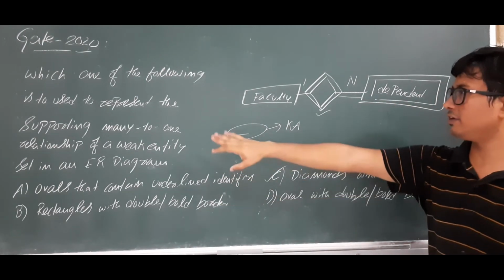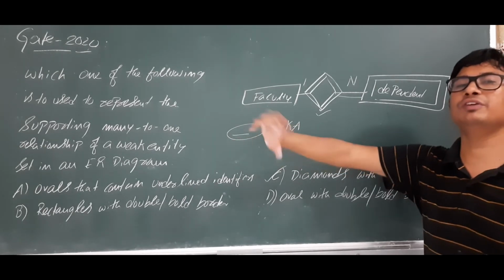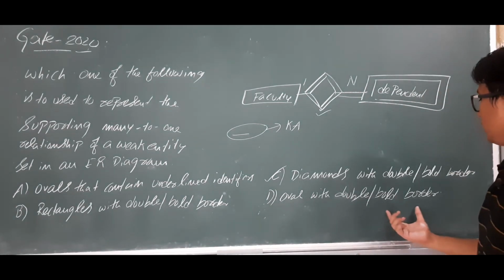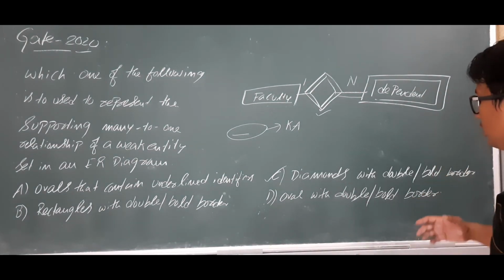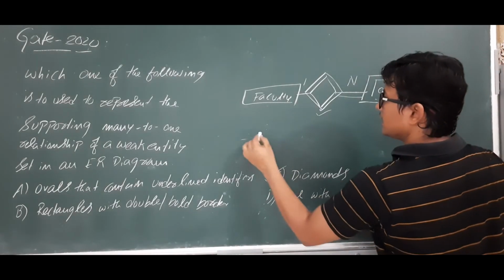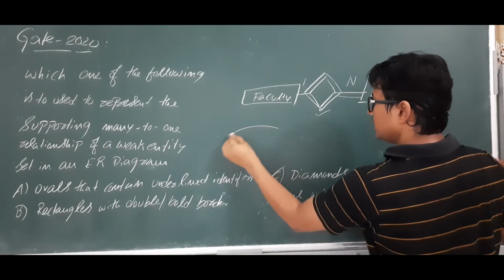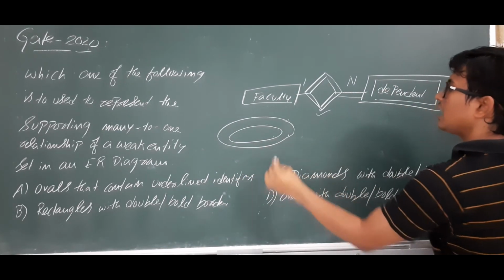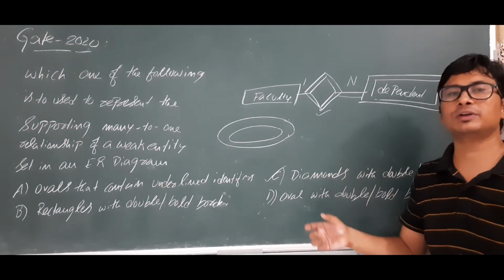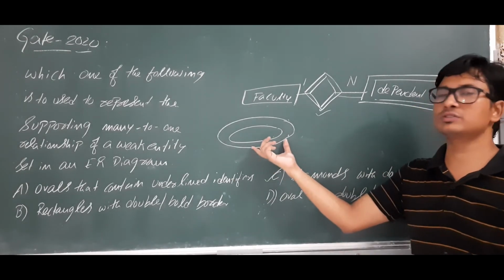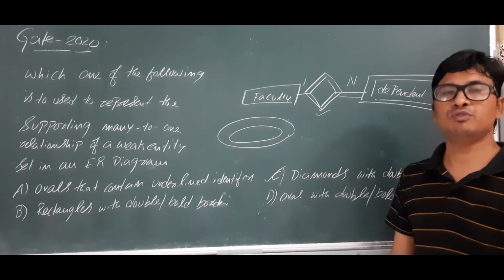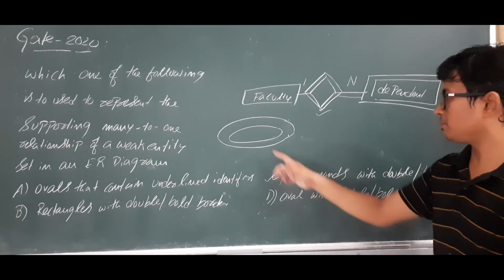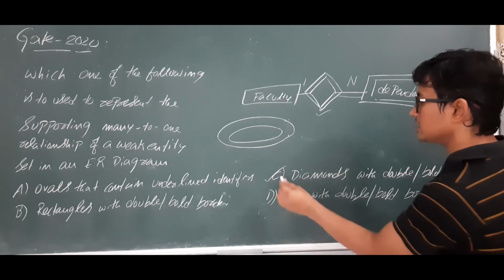If they had asked how the weak entity will be represented, then the right answer would be B. Oval with double or bold lines means double lines. Let me draw the oval with double lines. Can anyone tell what this one is? This is for multi-valued attributes. If an attribute consists of multiple values, then we will use this for representation. The example is the phone number, because each student may have more than one phone number. So we will use this representation for multi-valued attributes. So the right answer is C.